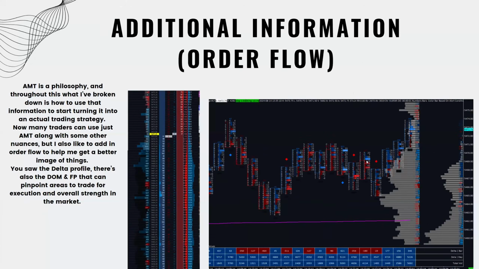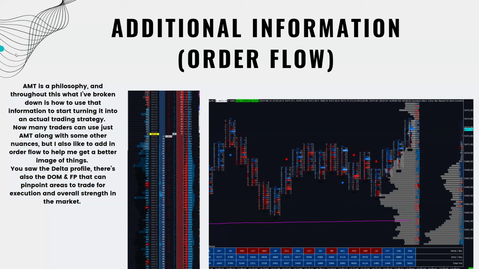Some of the additional information to wrap this up. Auction market theory, like I said, it's a philosophy. And throughout this, what I've broken down is how to use that information to start turning it into an actual trading strategy. Now, many traders can just use auction market theory along with some other nuances, but I also like to add order flow to help me get a better image of things, like the strength, the areas to actually execute, and more. So you saw the Delta profile. That's step number one in understanding the nuances of imbalances from order flow. Then you can also look at the depth of market. Again, a lot of videos on that, and the footprint to pinpoint areas that you actually want to execute in.